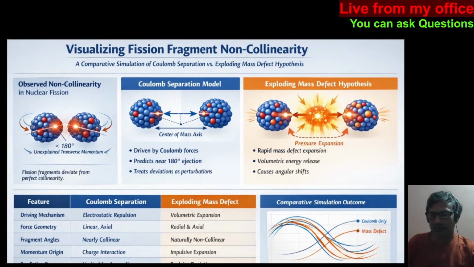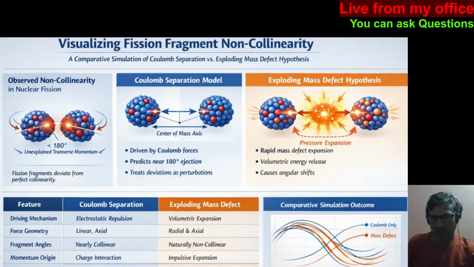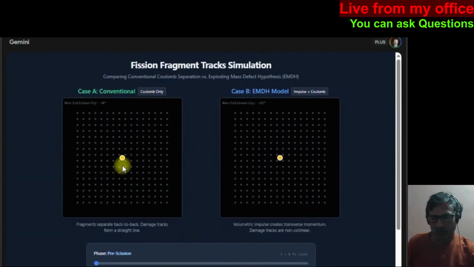EMDH reinterpretation. The exploding mass defect functions as a short-duration, quasi-isotropic pressure source. Transverse momentum components arise as a direct and unavoidable consequence of this impulsive expansion, rather than as perturbative corrections to Coulomb dynamics. 3. Shock-like lattice fracture and grain fragmentation. Conventional framework. Radiation damage is typically modeled as the cumulative outcome of elastic collision cascades and gradual thermal stresses. These mechanisms predict smooth damage gradients and plastic deformation, not abrupt fracture planes or localized grain pulverization.